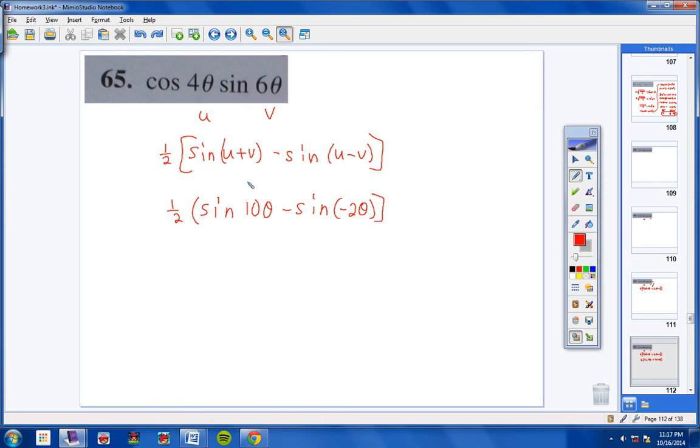Hopefully you can see where I get 10 theta right here. This looks like 100, but it's 10 theta because 4 theta plus 6 theta is 10 theta. And hopefully you can see where I get negative 2 theta. 4 theta minus 6 theta is negative 2 theta.